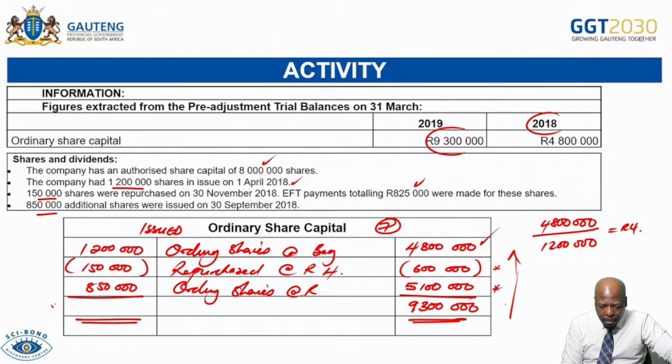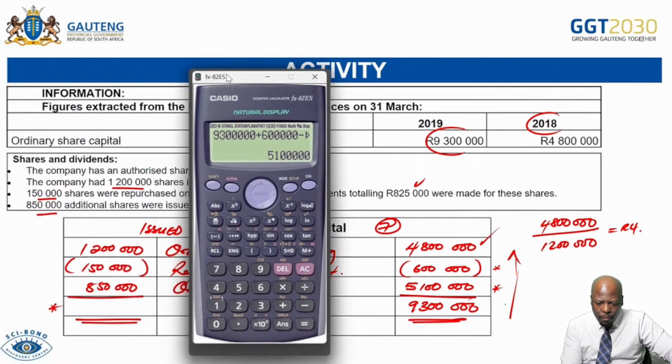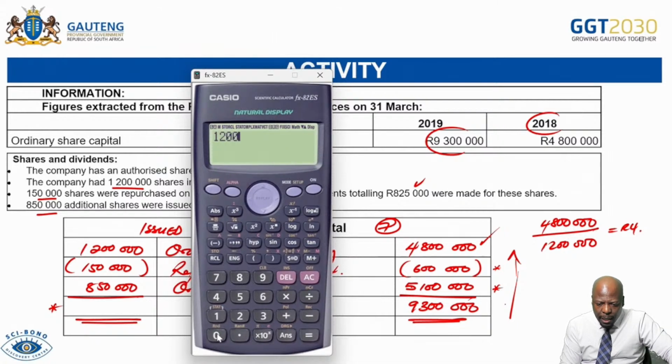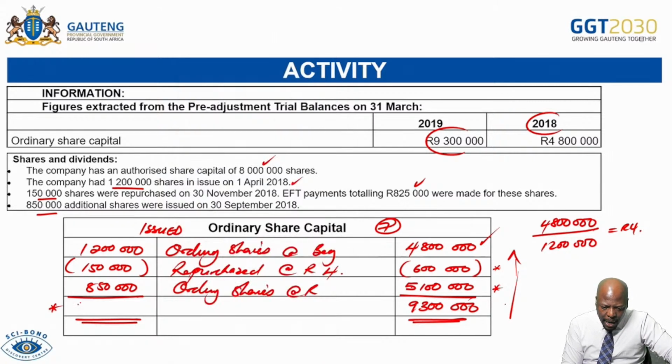Can I get the number of shares at the end? I begin that by saying 1.2 million minus 150,000 plus 850,000. That will give me 1.9 million at the end. 1.9 million ordinary shares at the end.